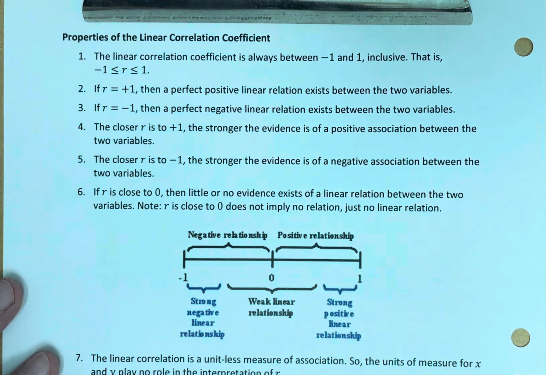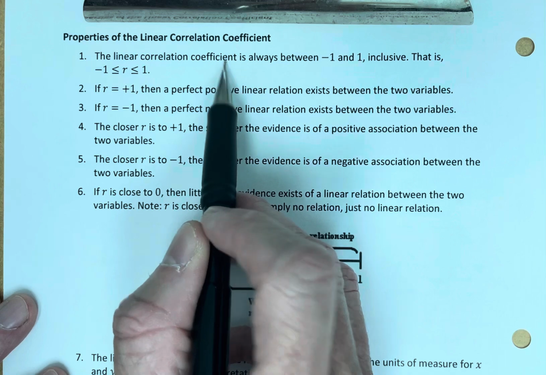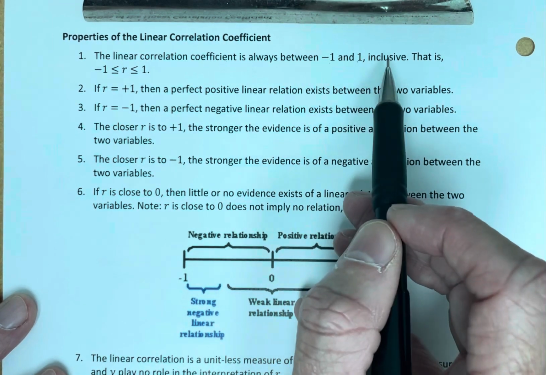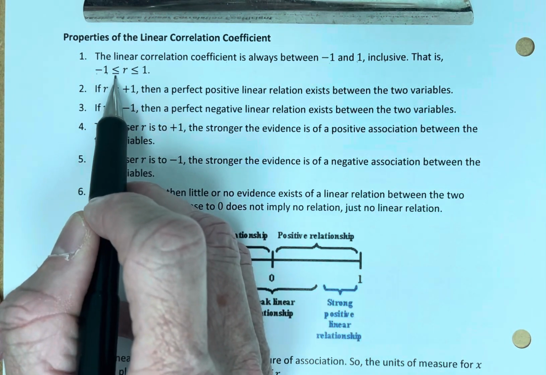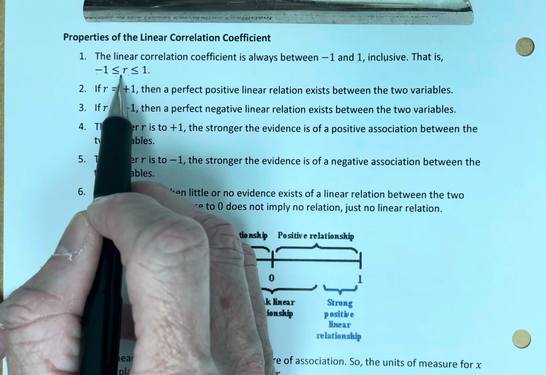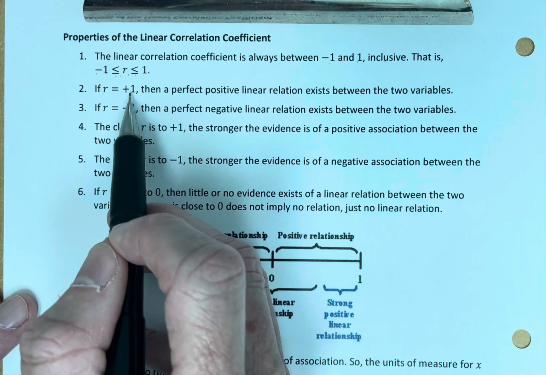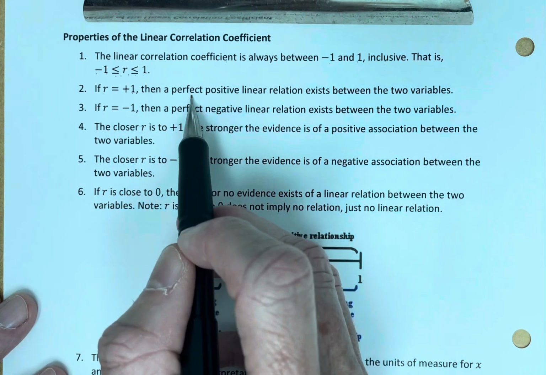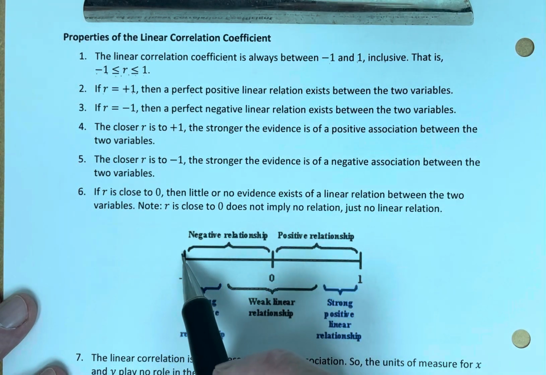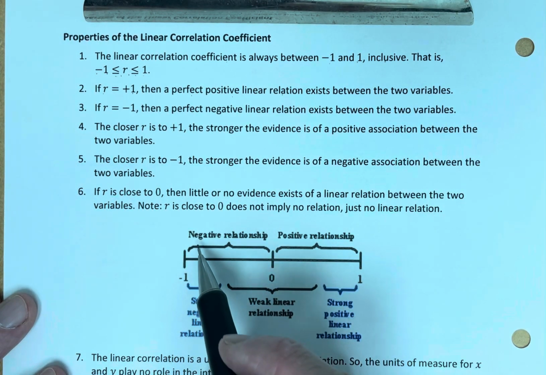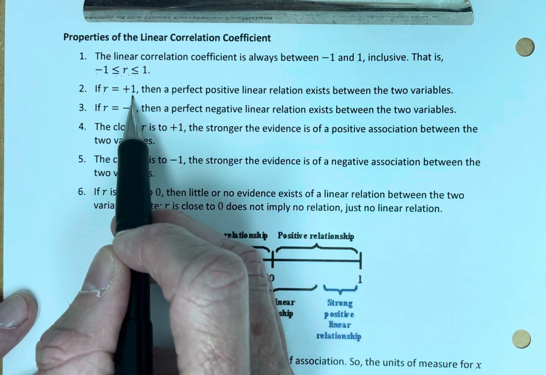So we have this number r. The linear correlation coefficient is always between -1 and 1 inclusive. Okay, mathematically, -1 is less than or equal to r, the sample correlation coefficient, is less than or equal to 1. If r is +1, we have a perfect positive linear relation between the two variables. The chances of that happening are almost nil. Okay, but this is a perfect positive linear relationship.